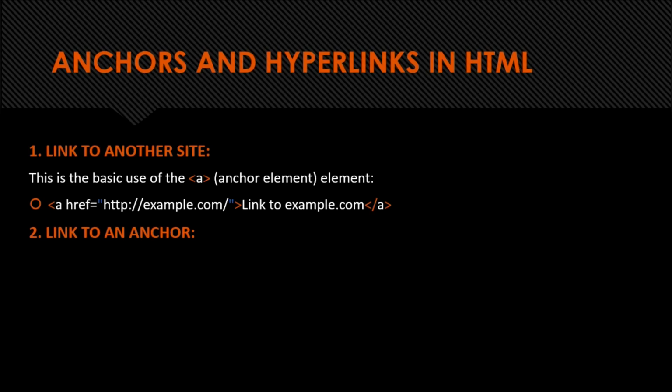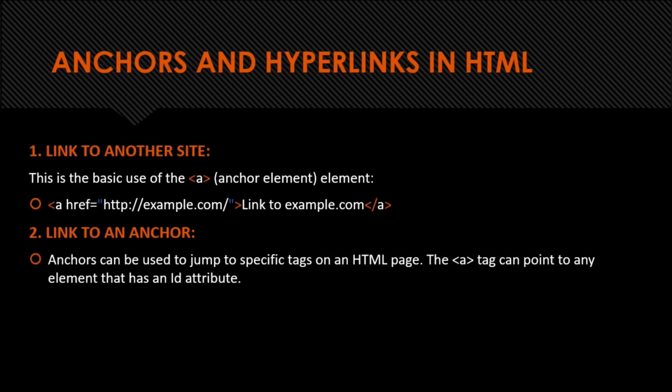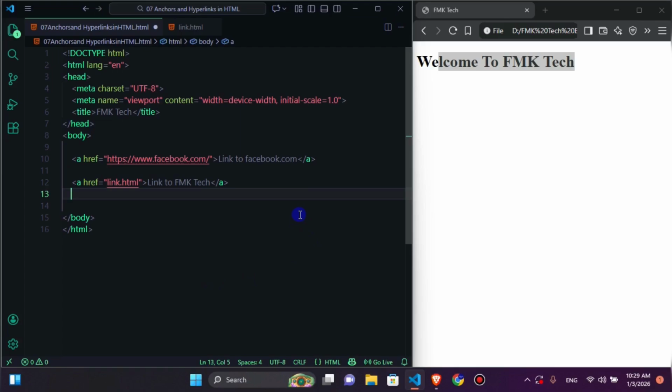Second, link to an anchor. How can we make a link to an anchor? Anchors can be used to jump to a specific tag on an HTML page. If we want to make a link with some tags, whenever we click on our A tag, it will point us to the element we have linked to, and that element must have an ID attribute as well. Let's take a look at this example.